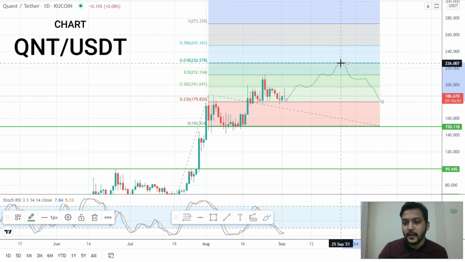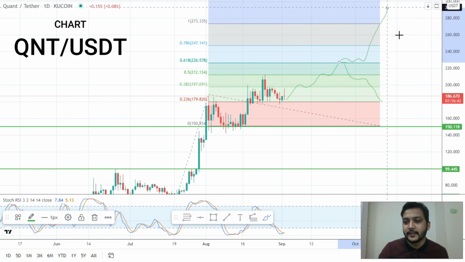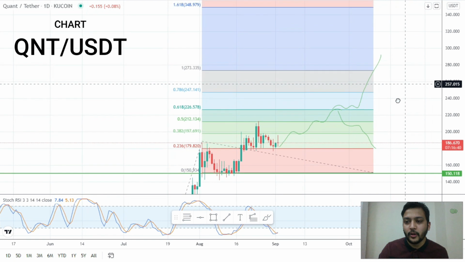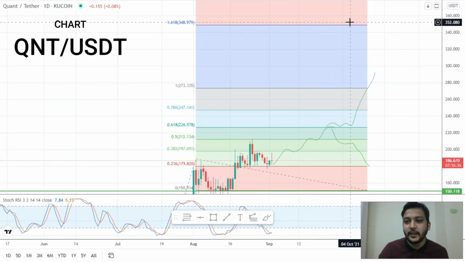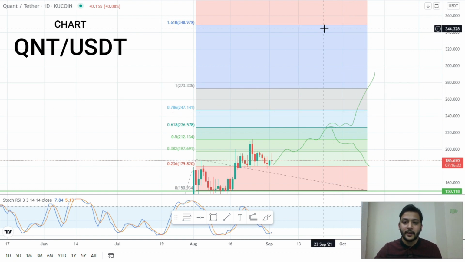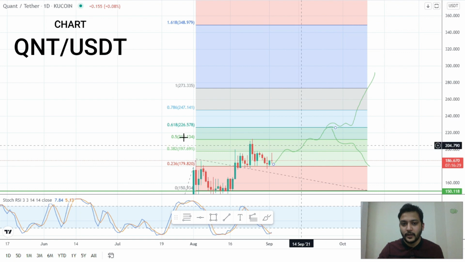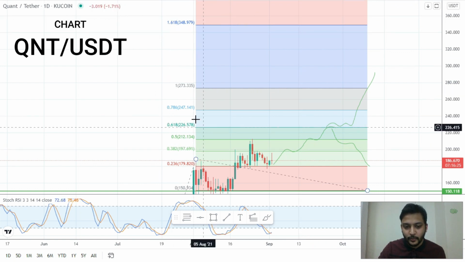Or we could see another scenario where this goes above the $226 region, tries to stay above this zone, tries to flip this resistance to support, and then starts targeting the next targets, which can lead all the way towards 247, 273, and 348. So these are the long-term goals and long-term targets for Quant Network, wherein we can see a move all the way up towards the 1.618 fib from the 0.618 fib.